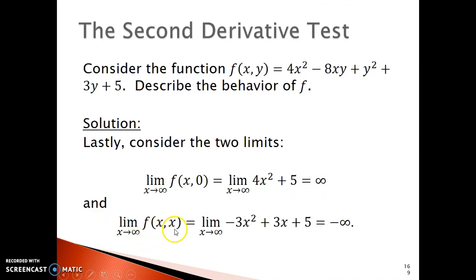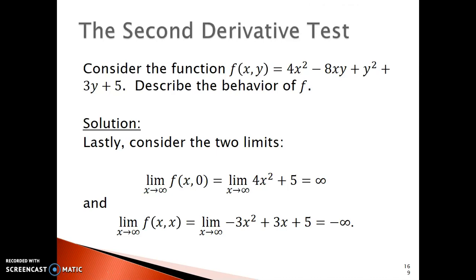And then if we choose the path y equals x and evaluate that limit as x approaches infinity, with every instance of y, I'm going to replace it with an x, we would get 4x squared minus 8x squared plus x squared, which is negative 3x squared. This would become a 3y. The 3y would become a 3x, excuse me, and then plus 5. The limit of this expression as x goes to infinity is negative infinity. So traveling along another path as x approaches infinity, we see the function goes to negative infinity. So there is neither a global maximum nor a global minimum for this particular function.